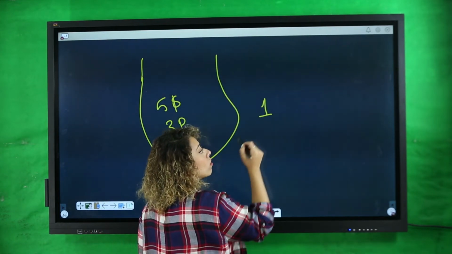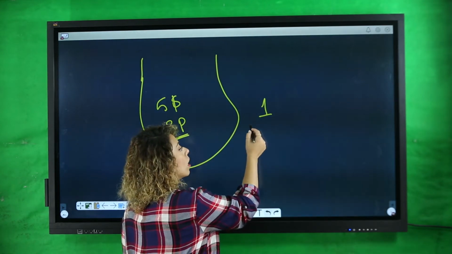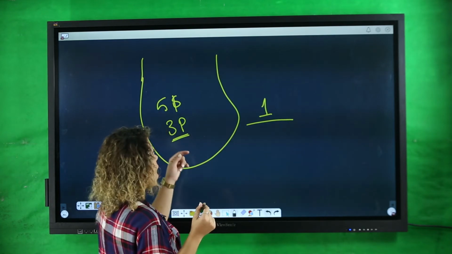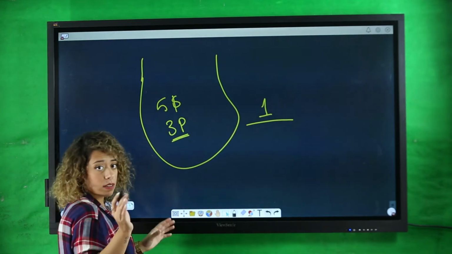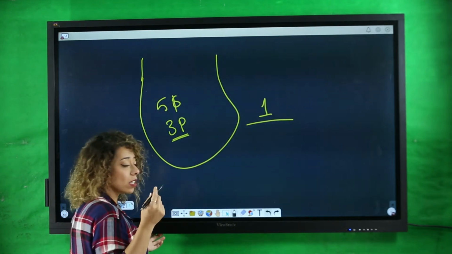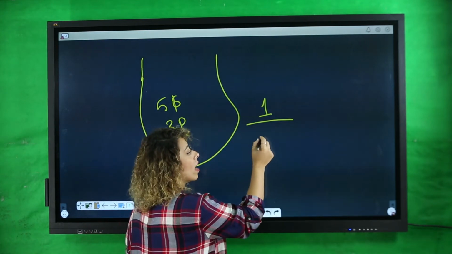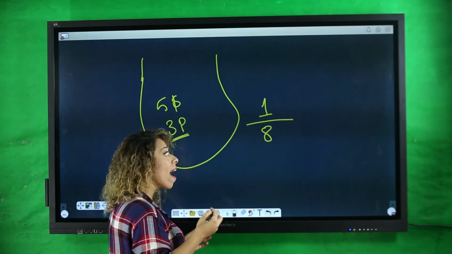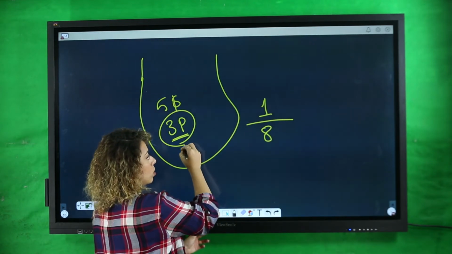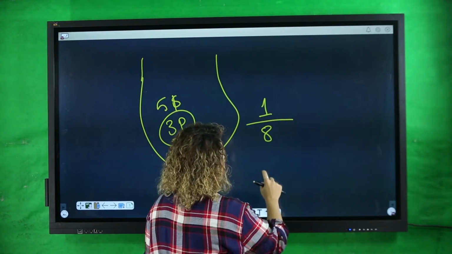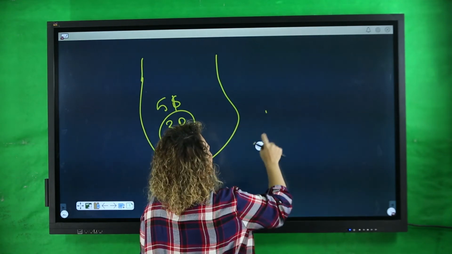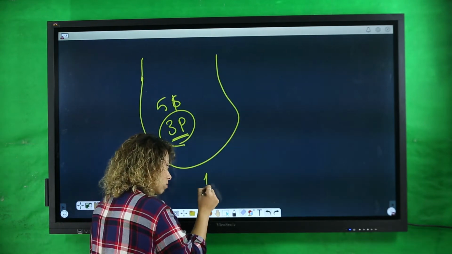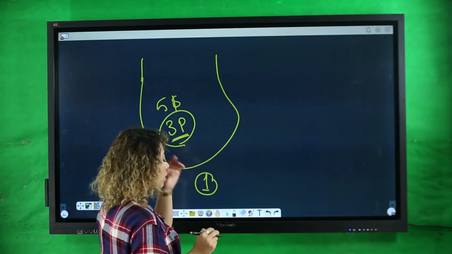I need to pick up 1, right? Okay. How many do I have overall? I have 8 coins. Okay? How many do I have from the pounds? Let's say it in a different way. How much am I going to pick? I'm just going to pick 1, right? Just picking 1, right? Okay.